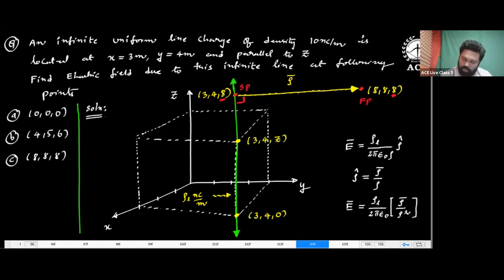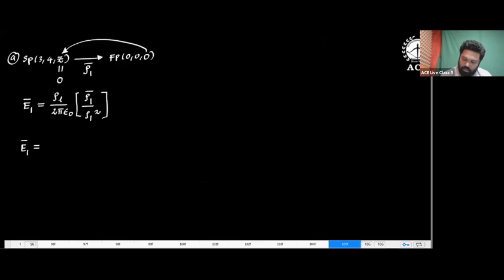What is this rho 1? Rho L value is 10 nano. So here it is 10 into 10 to the power of minus 9 divided by 2 pi into 1 by 36 pi into 10 to the power of 9 into rho 1. What is rho 1?